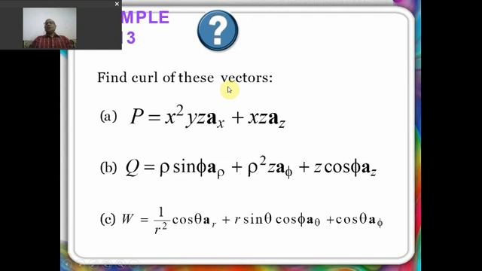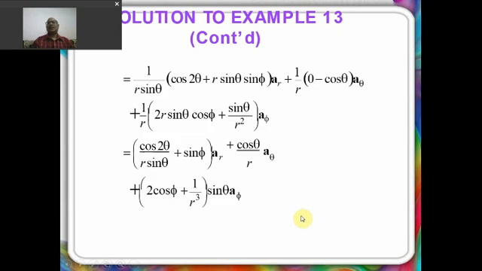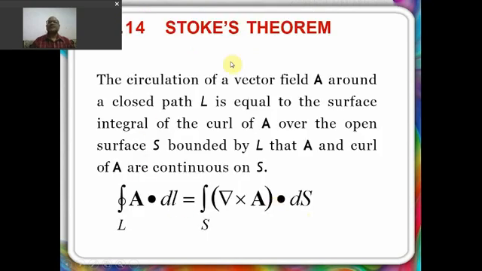The del operator can be in Cartesian, cylindrical or spherical, and the vector itself will be in Cartesian, cylindrical or spherical. Accordingly, you will get the result. Now, right now we have already discussed gradient, divergence, and we have already discussed the curl. Now we are moving into the Stokes theorem.